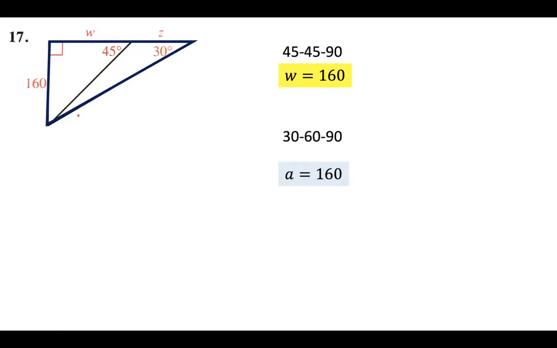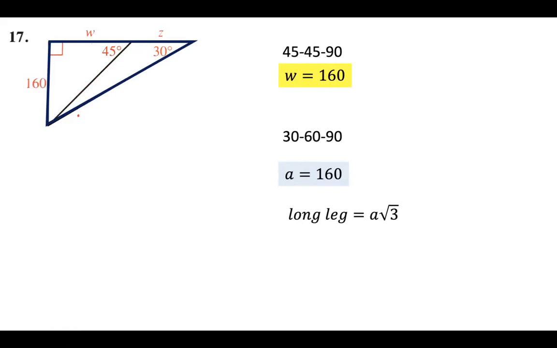Now, don't get lost on these A's. Remember, for the general shape of a special right triangle, the short leg of a 30, 60, 90 is called A, the long leg is called A root 3, and the hypotenuse is double A, or 2A. So I don't have the hypotenuse, I have the long leg, and we know that the long leg of a 30, 60, 90 triangle is A root 3.